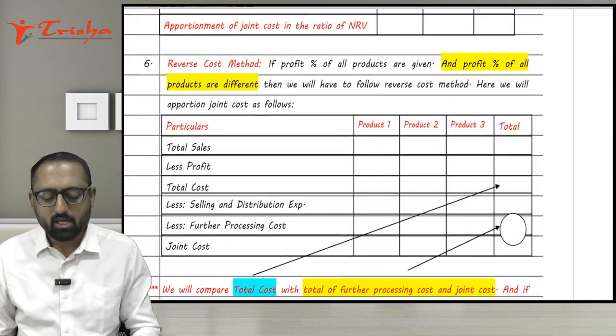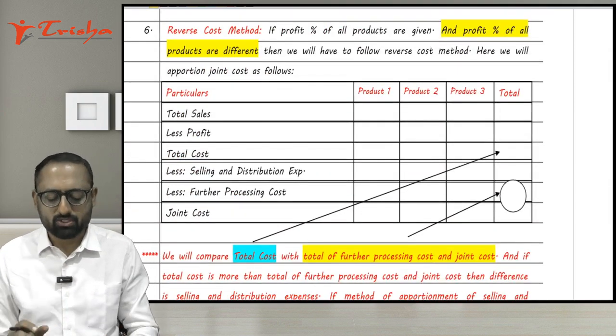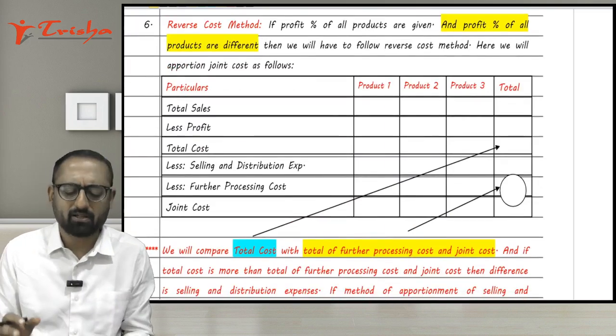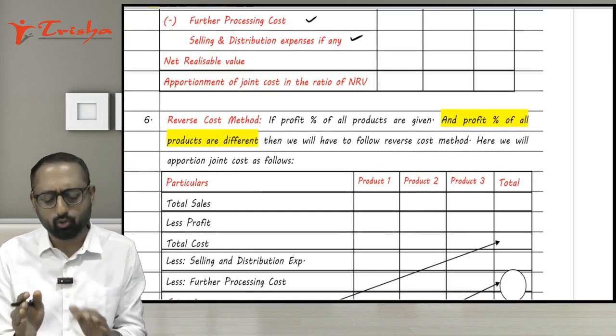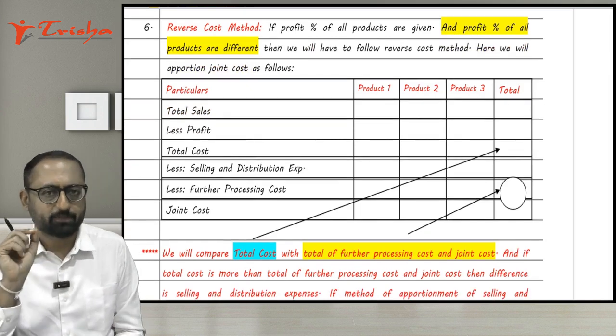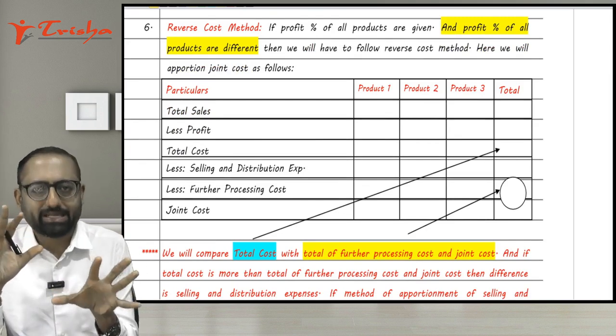Right, guys? Next one. Guys, in your module, I think the reverse cost method is not given separately. The constant gross margin method is not given separately. It is a part of the NRV method only. But in various examples, you will get this method. Okay, the reverse cost method. Now, what is it?